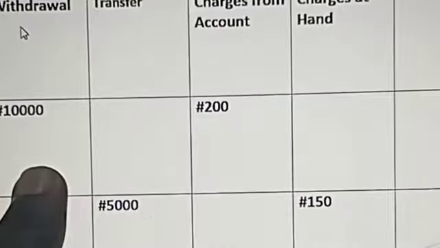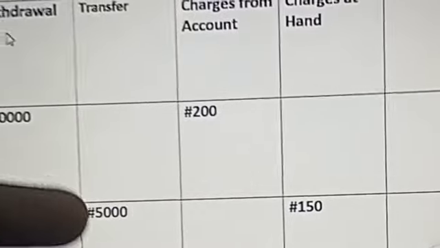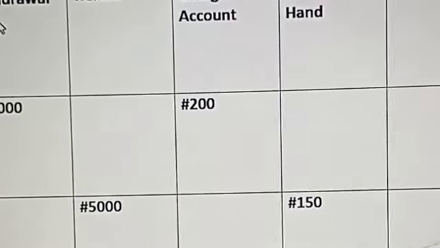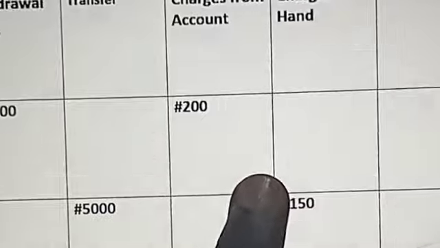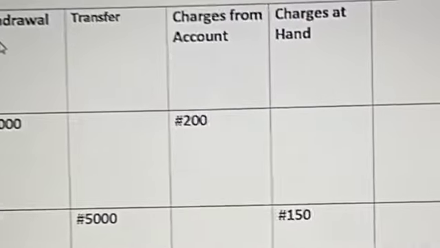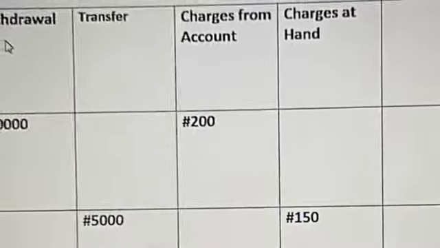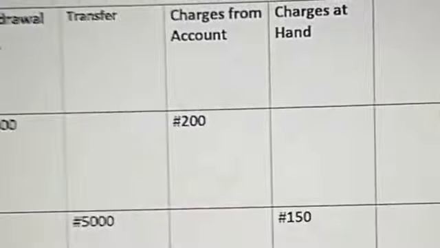So now we are assuming that after the transaction, this person is going to move the 10,000 that he's having at cash to the account, with the addition of 200 from the charges. Are you seeing this, guys? Very, very simple. So that means the 200 on the 10,000 is the charges from the account.